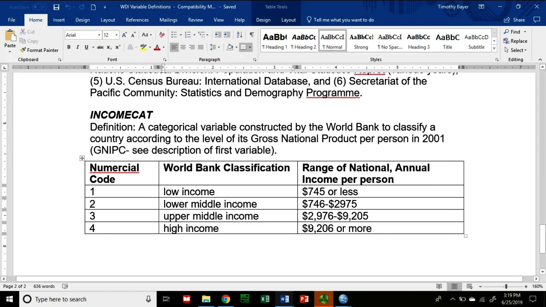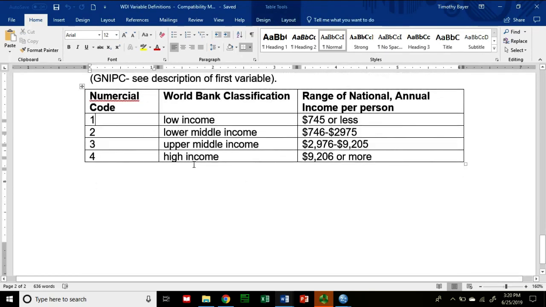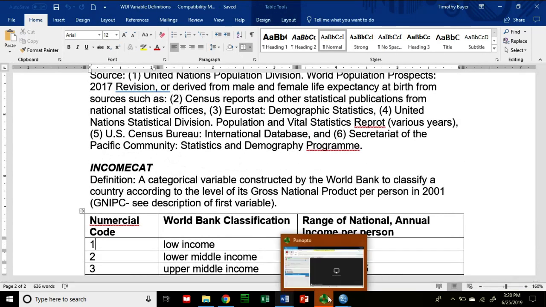But if in the country, of course, you can think about the United States because you live here. We, of course, per person have an income per year, right, annual, that is larger than $9,206. So we would be in Category 4. There are countries that are in Category 1, but that one is going to be used to do some of the analysis, okay? And so hopefully that was helpful. That is the end of this video.